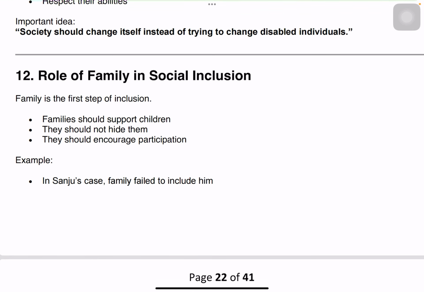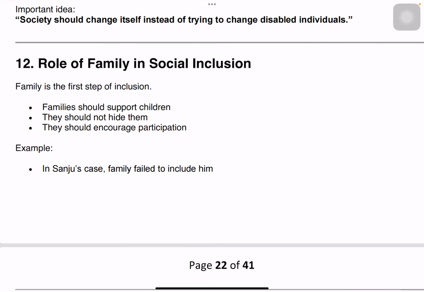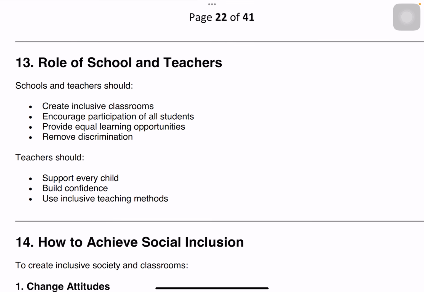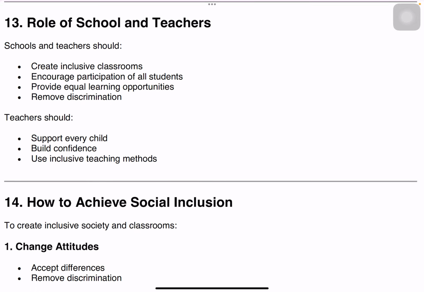Role of family in social inclusion. Family is the first step of inclusion. Families should support children, they should not hide them. They should encourage participation. Example: in Sanju's case, family failed to include him. Role of schools and teachers. Schools and teachers should create inclusive classrooms, encourage participation of all students, provide equal learning opportunities, remove discrimination. Teachers should support every child, build confidence, use inclusive teaching methods.